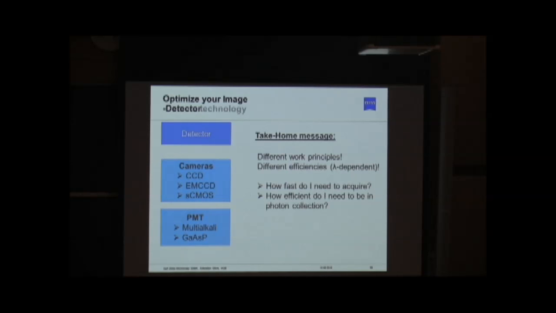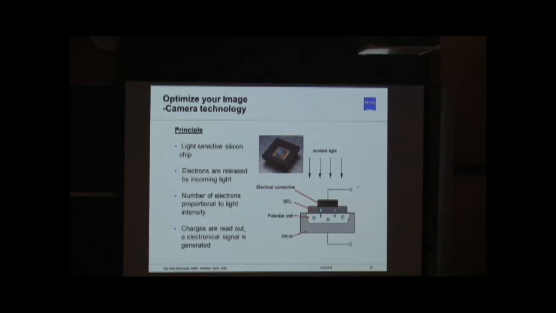Let's start with the camera technology. In principle, all cameras or camera chips work the same way. So you have a light-sensitive silicon chip, where you have some silicon oxide matter on the surface facing towards the light that falls on the chip.